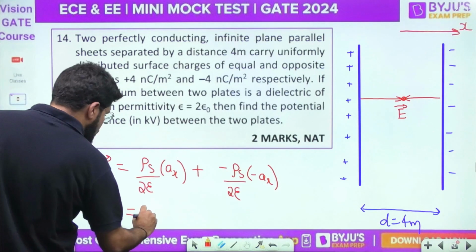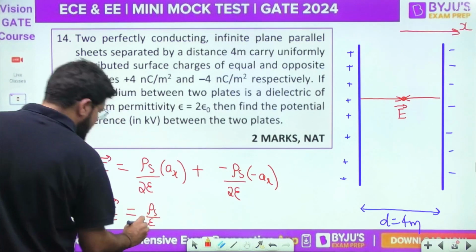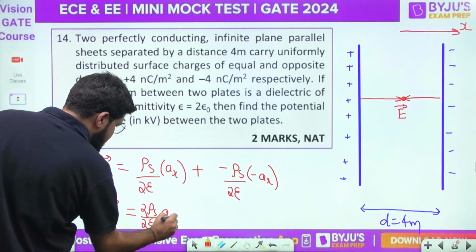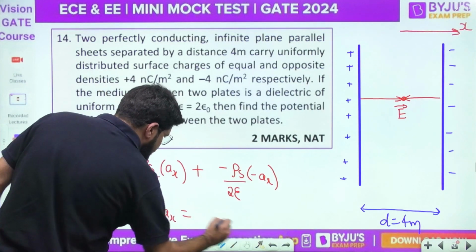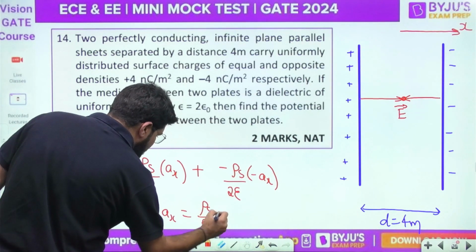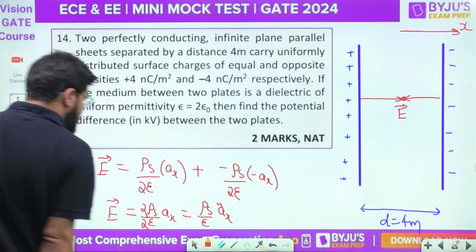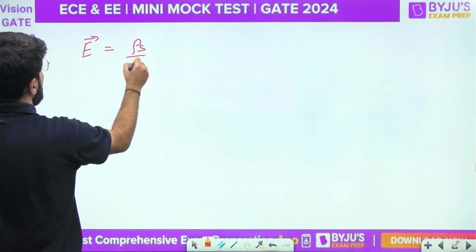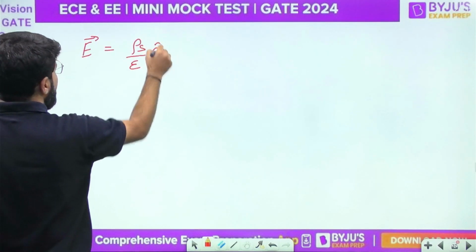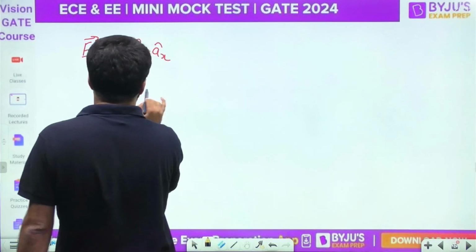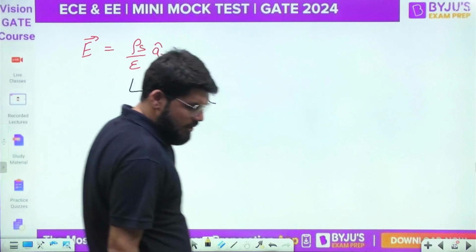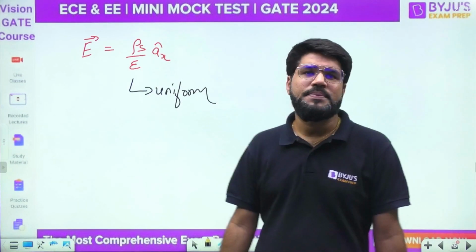Rho s plus rho s, 2 rho s, so 2 rho s upon 2 epsilon in the ax direction, that is rho s upon epsilon. So what is the electric field obtained here? It is given by rho s by epsilon ax, and that is a uniform field. Rho s is uniform, epsilon is uniform.